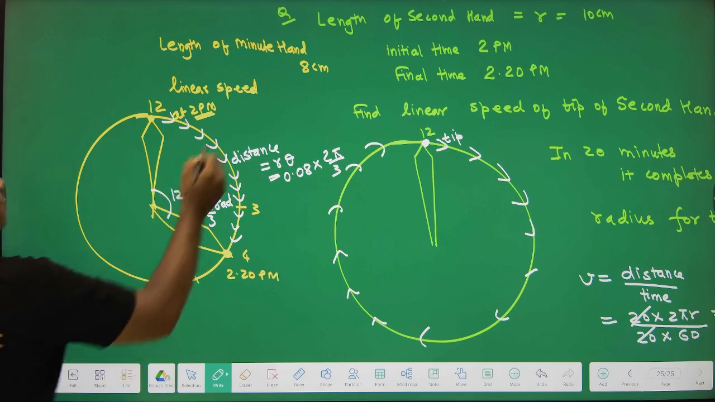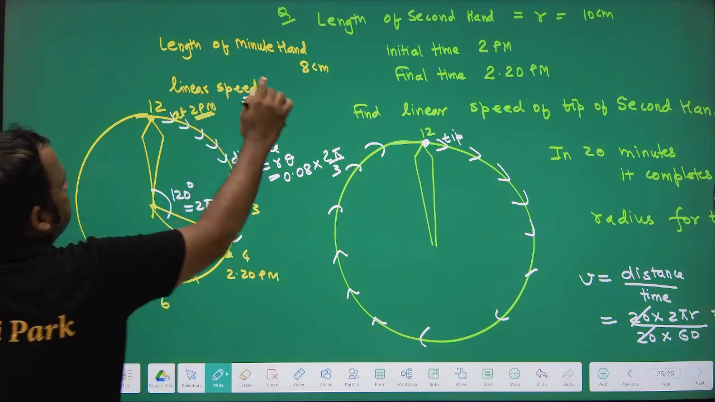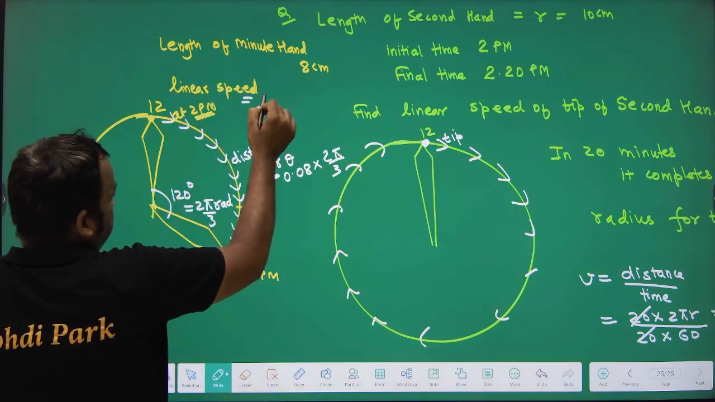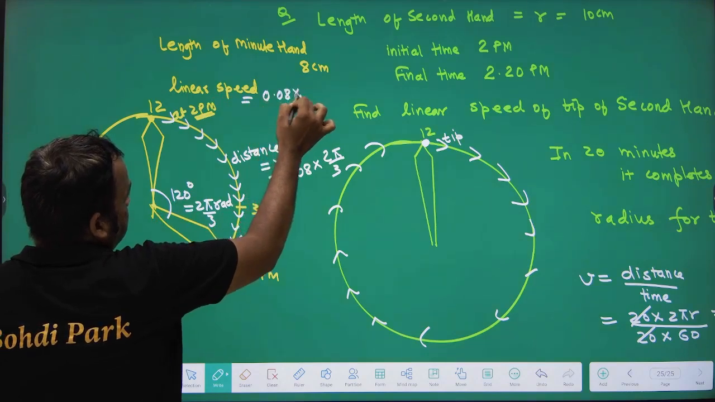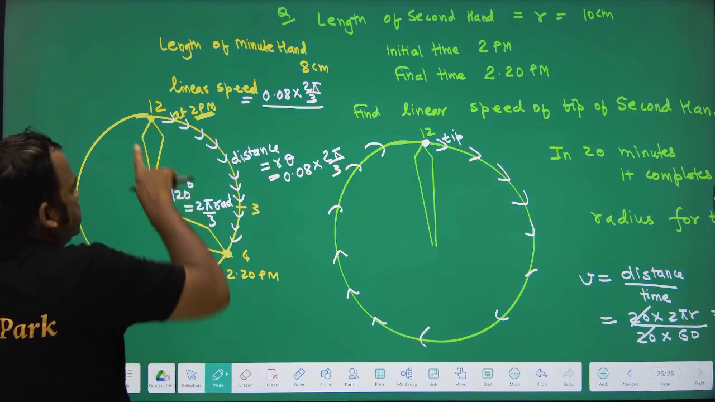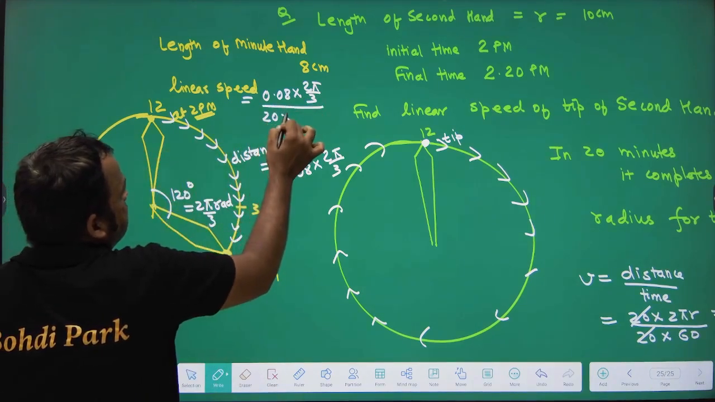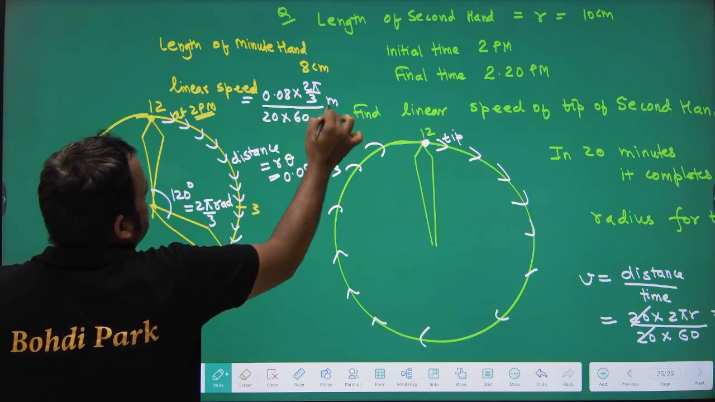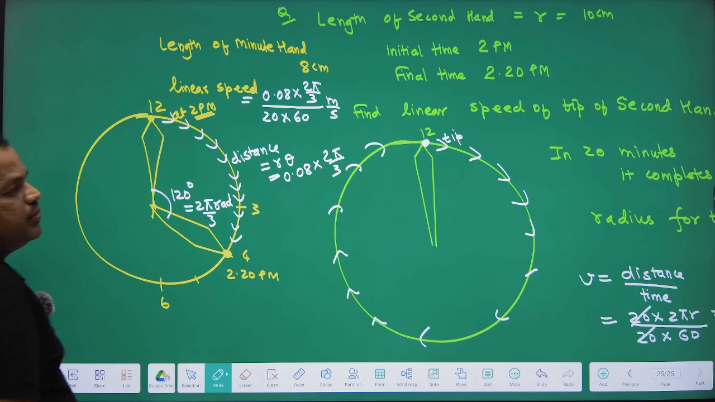And how to find linear speed? So linear speed will be equal to distance divided by time. So 0.08 into 2 pi by 3 divided by time taken, which is 20 into 60. So we'll get answer in meter per second.